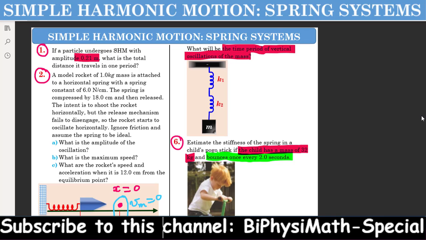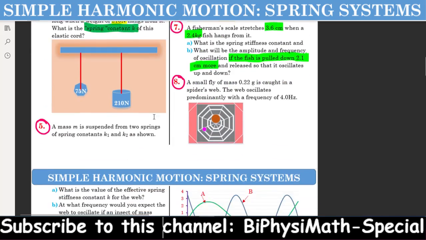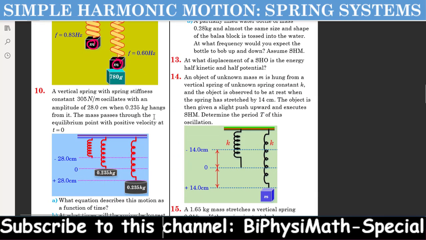Welcome. Simple harmonic motion, where we focus on spring systems only. Now, problem number 10. Let's solve problem number 10.